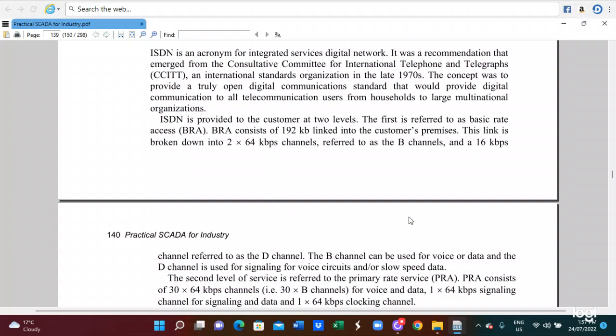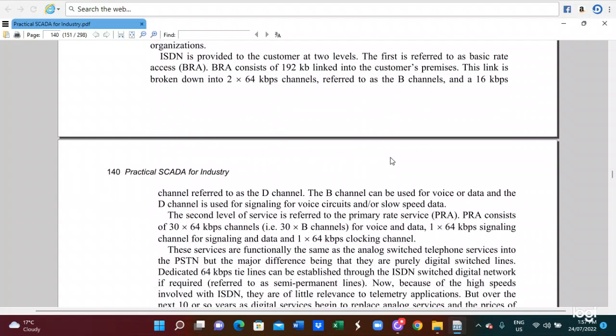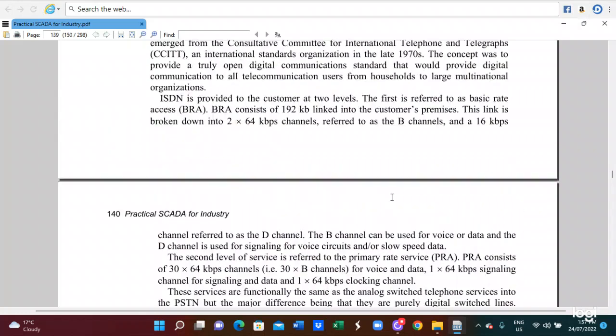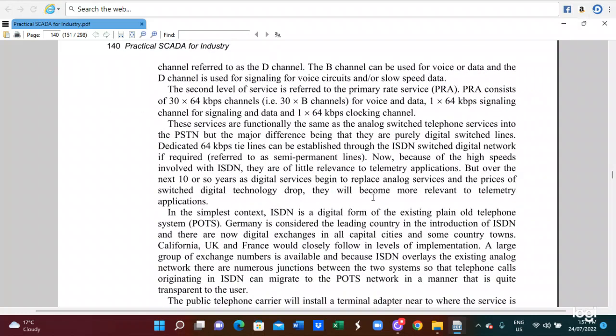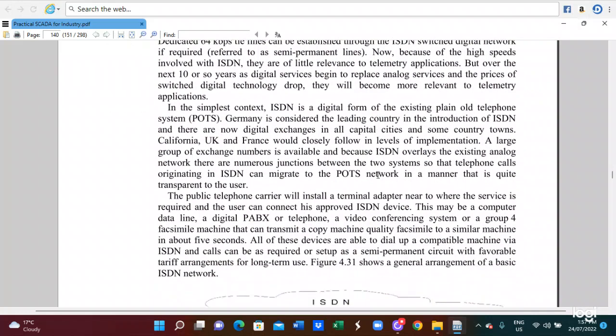So ISDN provides the customer two levels. This is the basic rate. Also the second level is the primary rate service. So these are two levels. Basic rate is BRI and primary rate service is PRI. So this is the basic rate type. You also need to read about the mode.